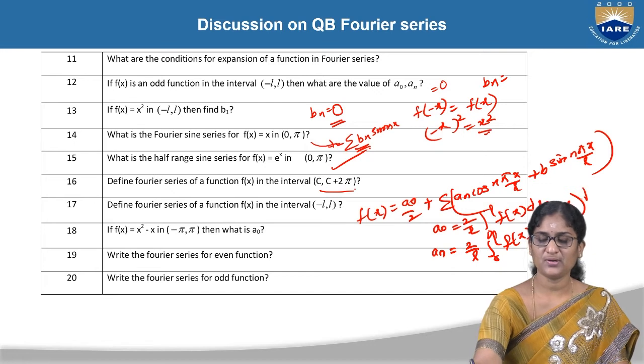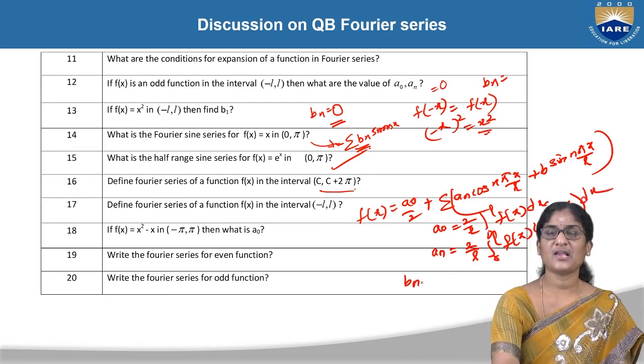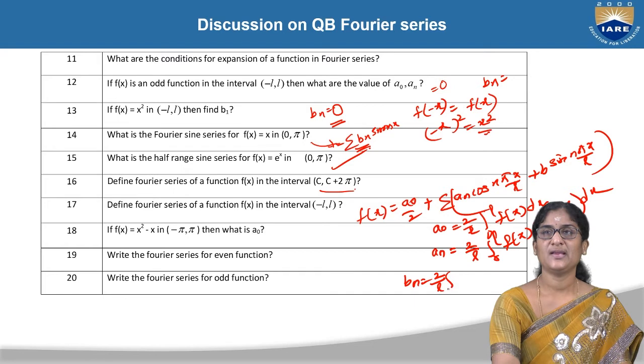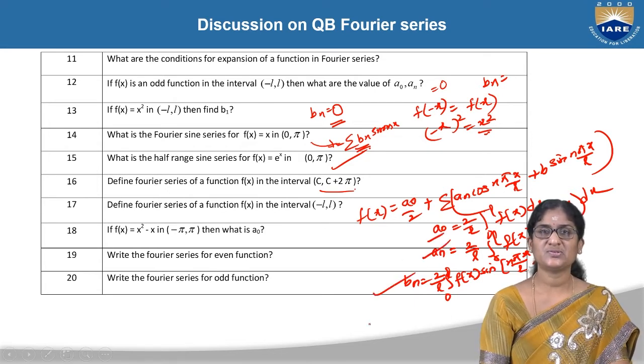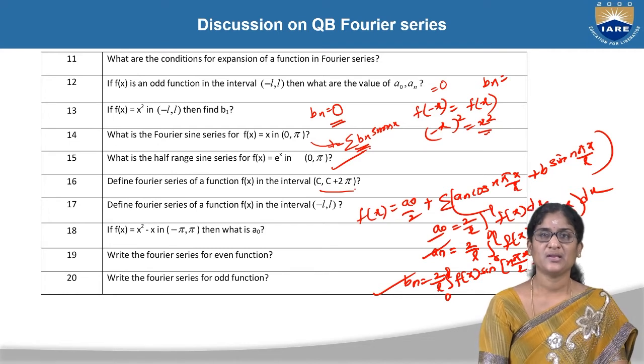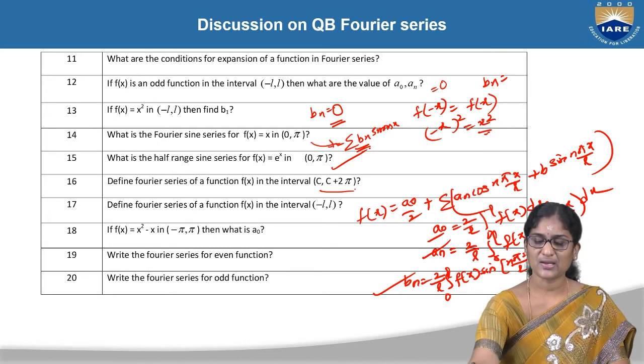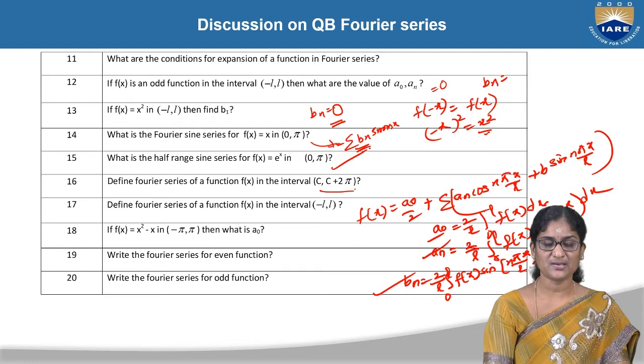Similarly, bn value can be given as 2 by L integral 0 to L f of x sin n pi x by L into dx. So these are the values. So this is how, in the intervals c to c plus 2 pi and minus L to L, only the cos angle or sine angle will be differing.